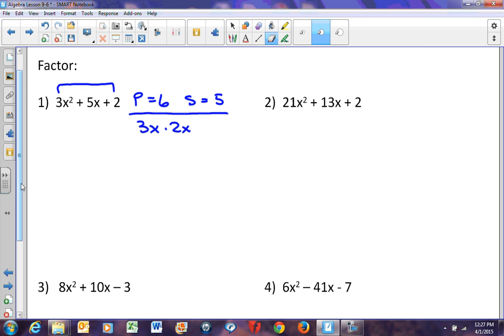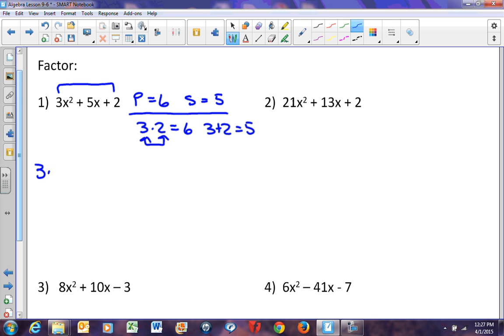Right, or 3 times 2 gives me 6. And then 3 times 2 equals 6. 3 plus 2 equals 5. So these are the two terms I'm going to use in the middle. So I'm going to rewrite my polynomial, 3x squared plus 3x plus 2x plus 2.